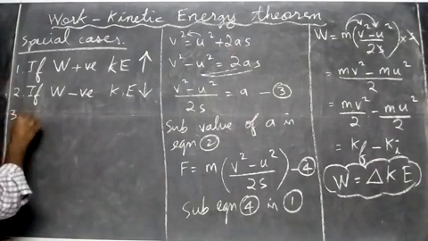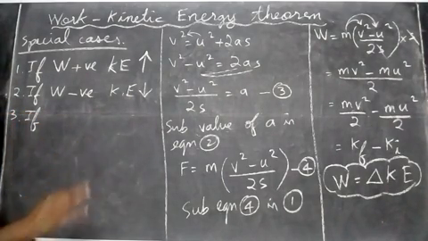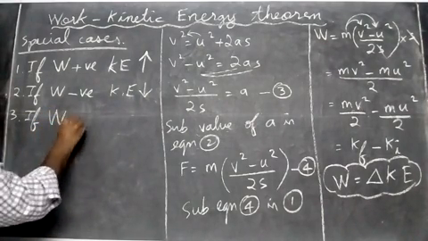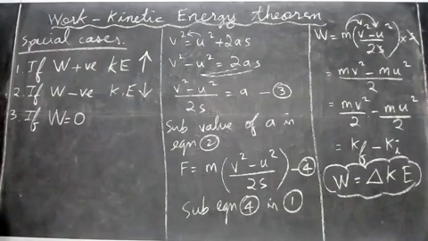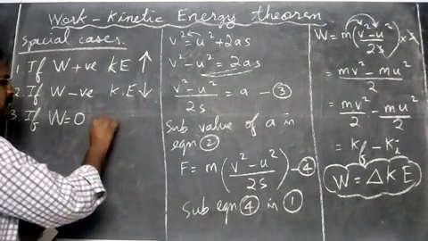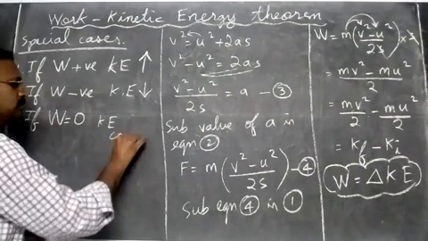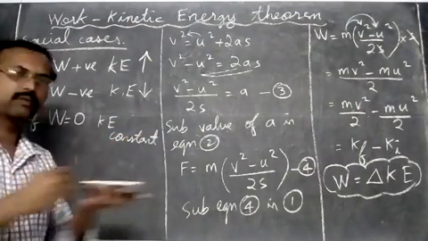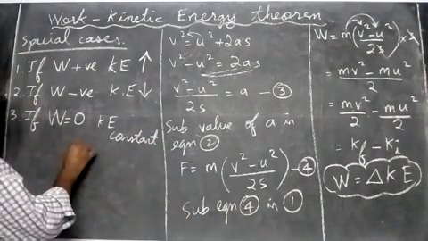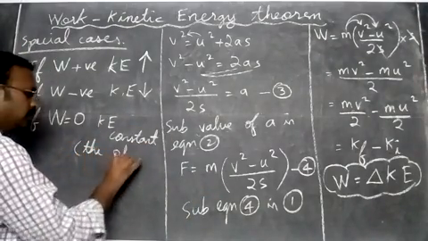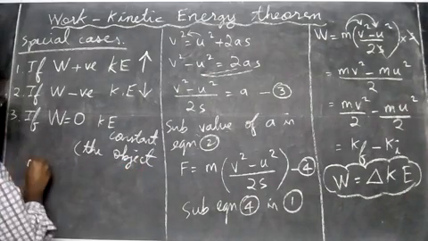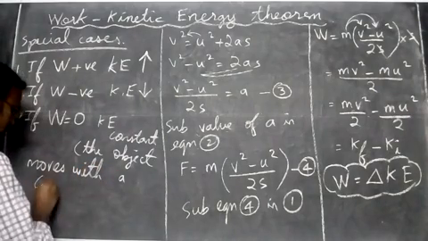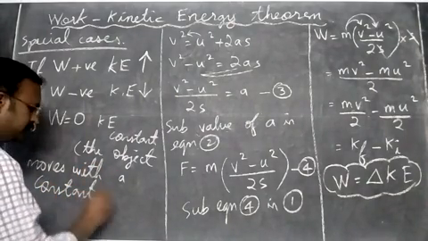The third condition is, suppose you don't do any work. No work is done on the object, for example, no work is done on the duster. If work done is equal to 0, what will happen to kinetic energy? Kinetic energy will be constant here. There is no change in kinetic energy. That means the object will go on with the same speed. You can write here: the object moves with a constant speed.